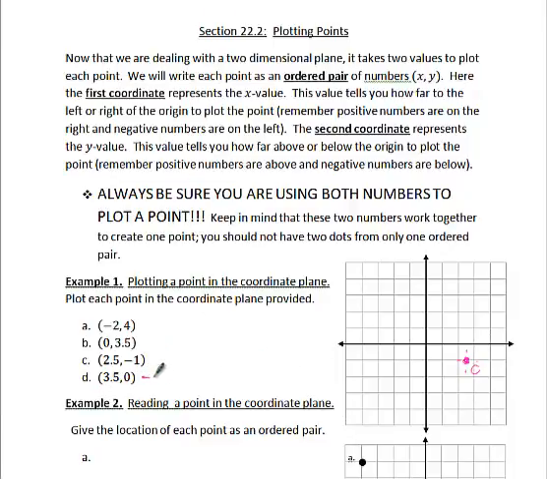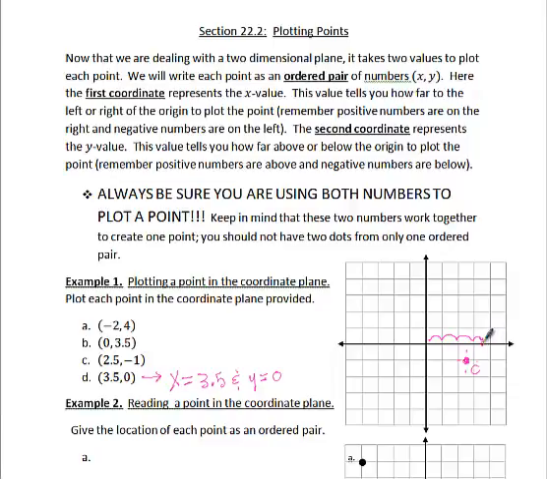D, we have x equals 3.5 and y equals 0. Alright, first coordinate, x is 3.5, it's positive, so we go to the right from the origin 1, 2, 3, and then a half.